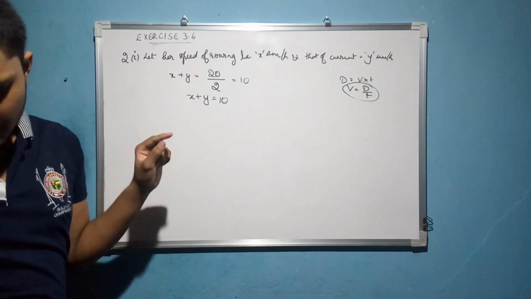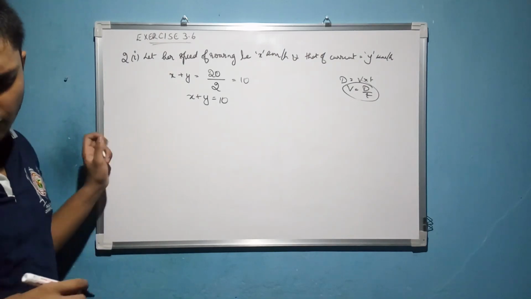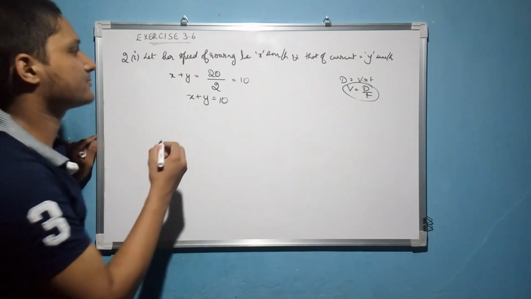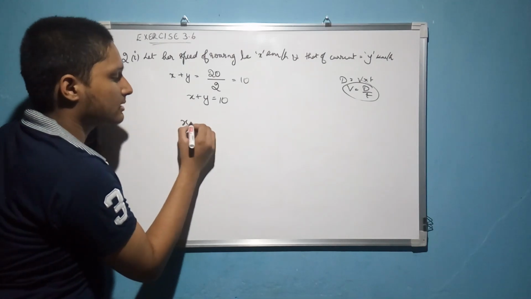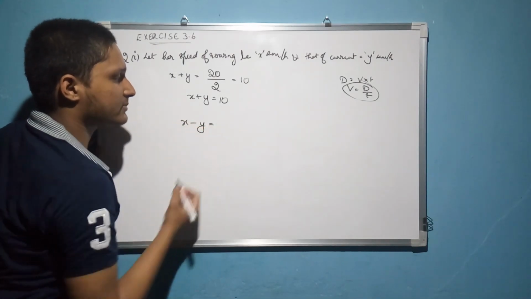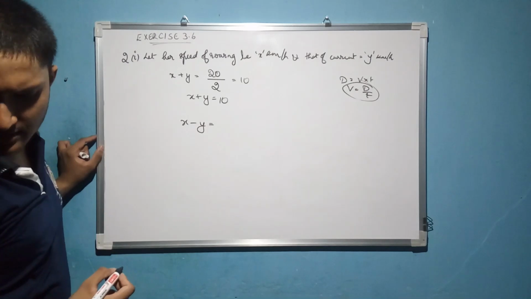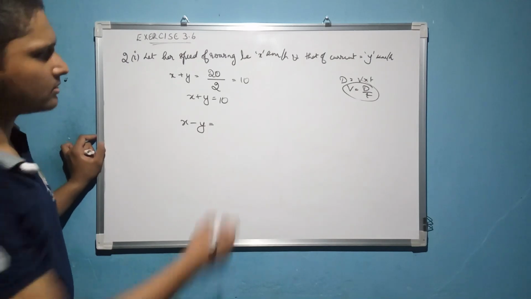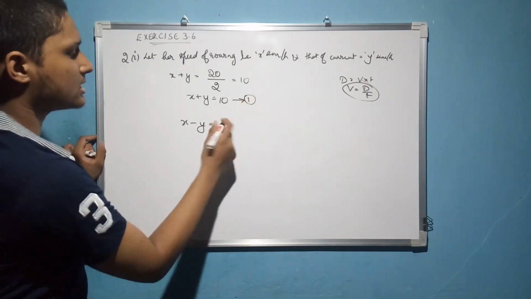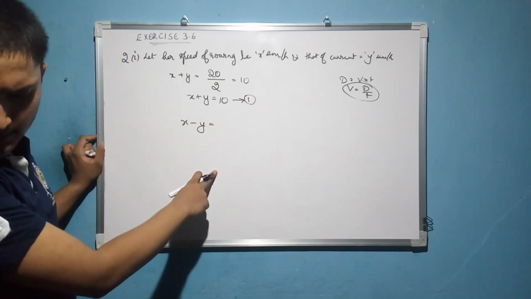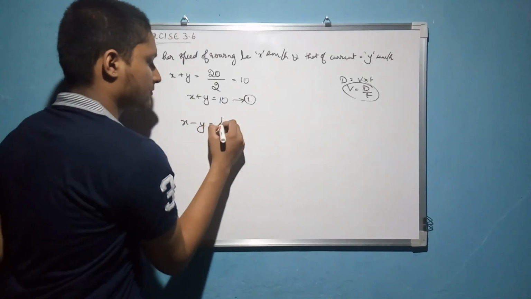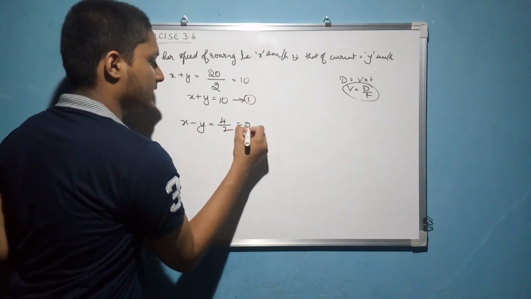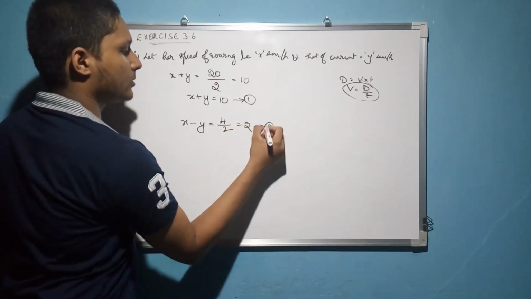Okay, this was a simple question. And upstream, 4 kilometers in 2 hours. Upstream is in the opposite direction, so it's going to be x minus y. After marking this as the first equation, you are going to get the second equation, that is 4 kilometers in 2 hours, which is going to be 2. Okay, this is the second equation.